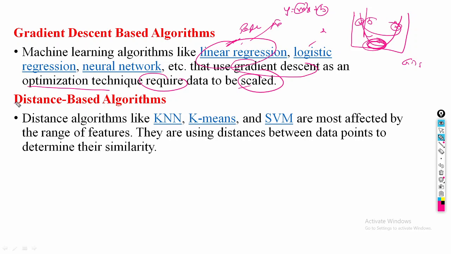Next one, distance based algorithms. Distance based algorithms means KNN, K means, and support vector machine. These are the most affected by the range of the features. These algorithms use the distances between the data points, so we have to find the distances between the data points by using Euclidean distances. That's why these three are distance based algorithms.